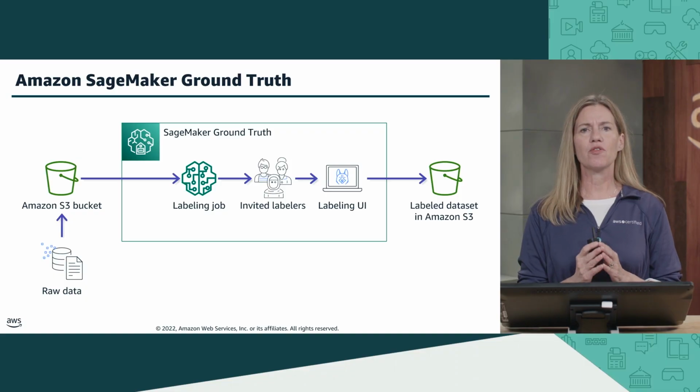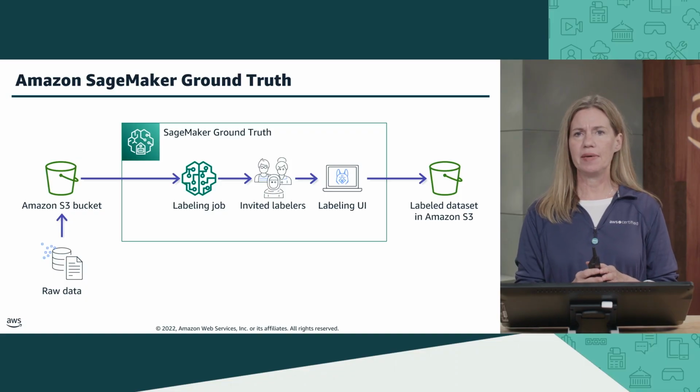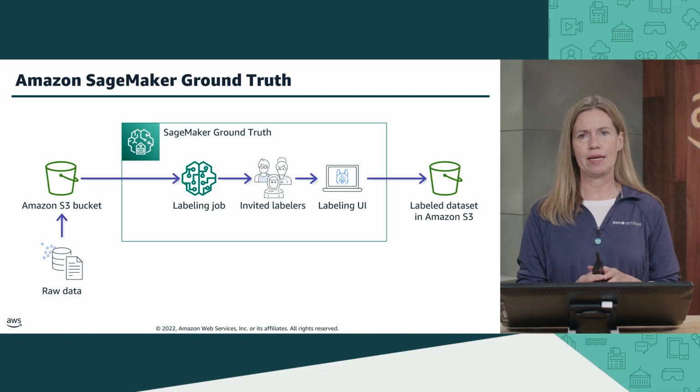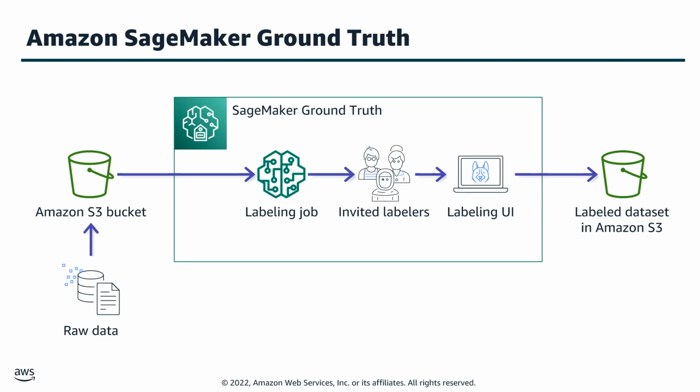Amazon SageMaker Ground Truth is an example of a tool that makes it easier to organize and complete labeling tasks. You can upload a set of unlabeled data to an Amazon Simple Storage Service or Amazon S3 bucket, then set up a labeling job in SageMaker Ground Truth. In the labeling job, you can invite participants to be your labeling workforce and provide instructions and a UI that make it easy for the workforce to apply labels to each element in the job.